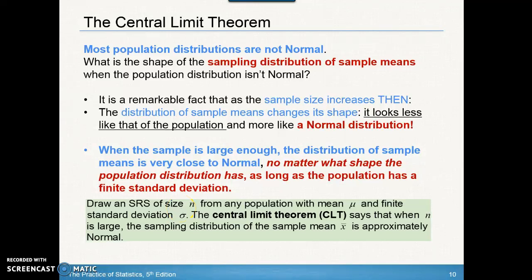Okay, so at the end of the last video, we were just talking about sampling distributions of sample means, and as the sample size increases, now this is the sample size, remember that we said for each individual sample that goes in the sampling distribution, then the distribution of sample means changes its shape. So if we have large sample sizes, and the population distribution is not normal, it will look like a normal distribution. So when the sample size is large enough, the distribution of a sample mean is very close to normal, no matter what the shape of the population distribution is.